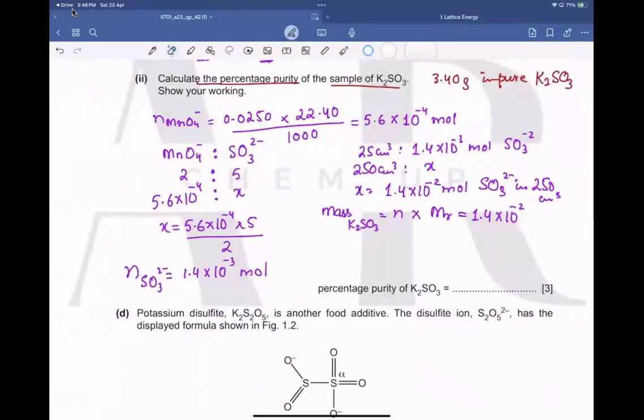So that's what we did. The moles of sulfite that we have found in 250 cm³ are the moles of pure potassium sulfite. So these are the moles. Can anyone calculate the MR? It is 1.4 × 10^-2 times the MR of potassium sulfite.